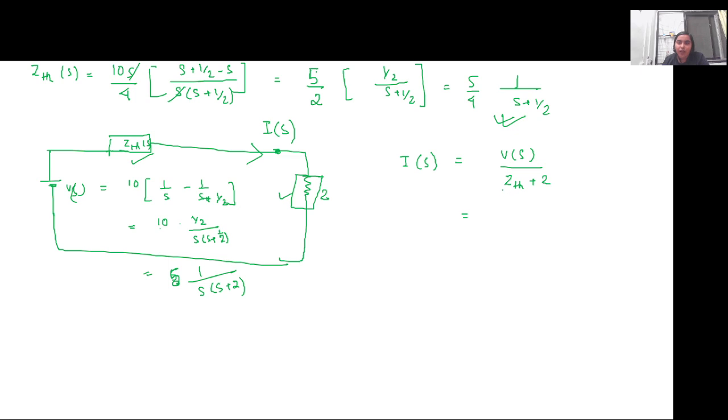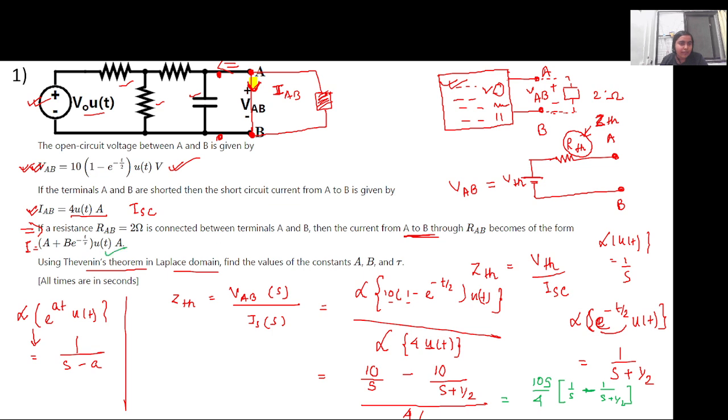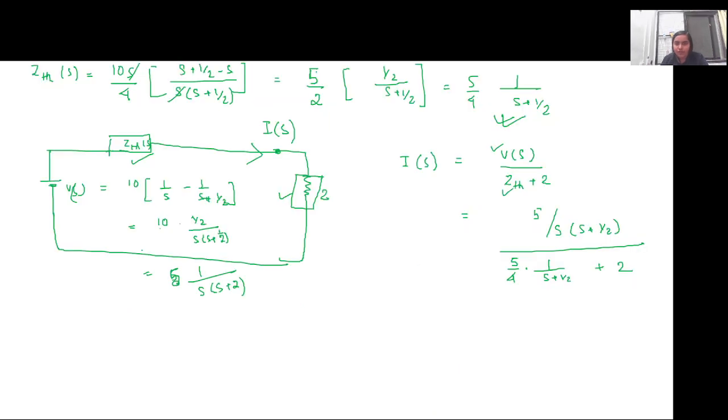Since we have ZTH and Vs, we can easily calculate I of s. So we have 5 by s into s plus half, and we have ZTH to be 5 by 4 into 1 by s plus half, plus the 2 ohm resistance. Now it is just a matter of simplification. When we simplify, we will get something in terms of s. We have to take the Laplace inverse to get the current in the time domain, and then we can compare it with the equation that is given here and calculate a, b, and tau, right? So this is now straightforward. So can you start doing this and let me know the answer?